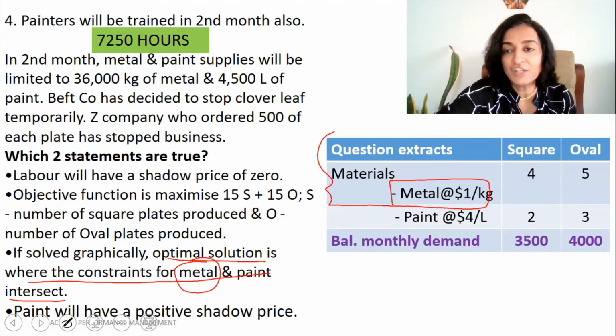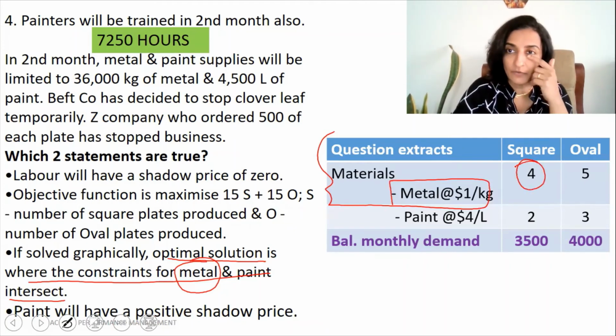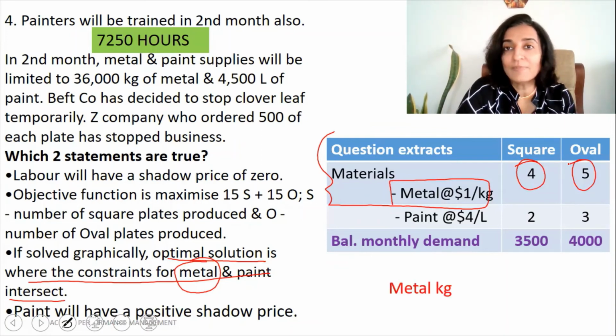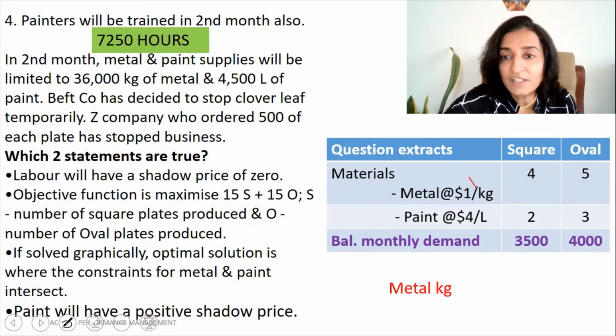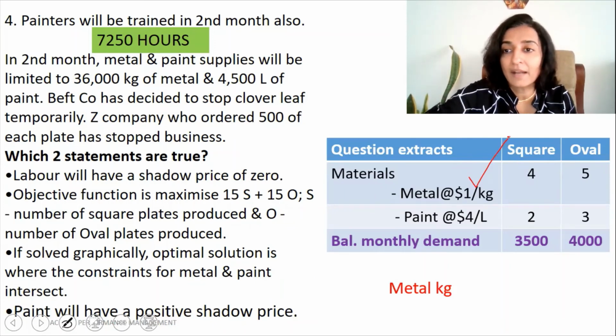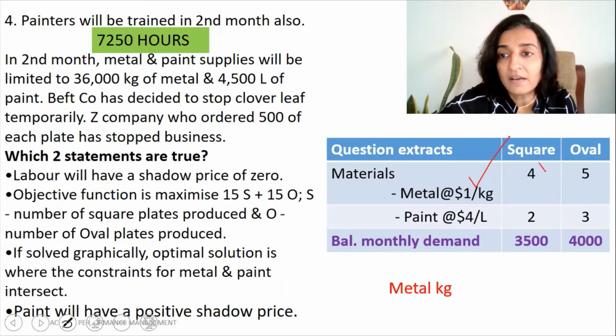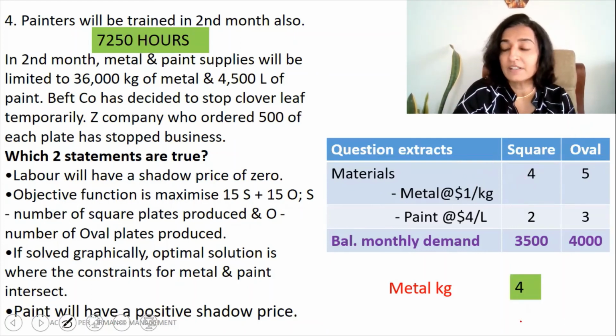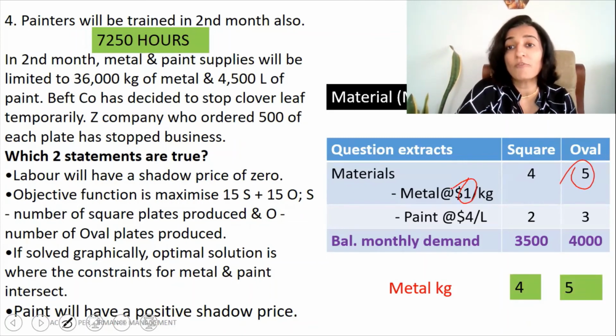That is, for each unit, $4 is taken for square, and for oval, it is $5. So what is the quantity of metal that is required? For 1 kg of metal, the price is $1. And for square, we are incurring $4 for each unit, which means that the kg of metal that is consumed is 4 divided by 1, or 4 kg. So that's what I'm going to write here, 4 kg for the square. And for oval, how many kgs are required? It is 5 divided by 1, or 5 kg.